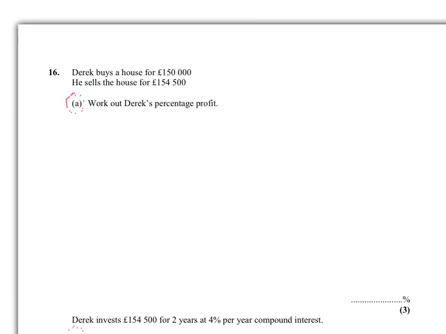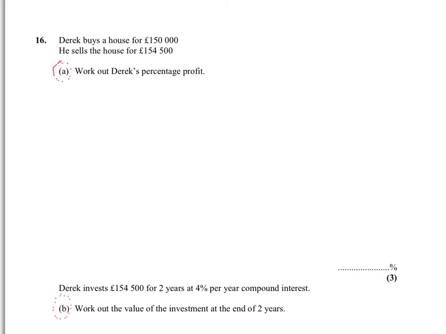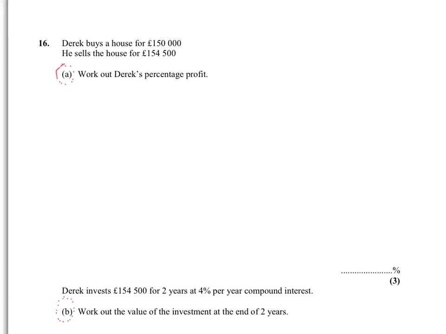Next question. Question 16. Now, this is where we're getting very much into the dotted questions. These ones I wouldn't expect everyone to be able to do, but we can get some of the way. So, Derek buys a house for £150,000. He sells the house for £154,500. So the profit is £4,500.